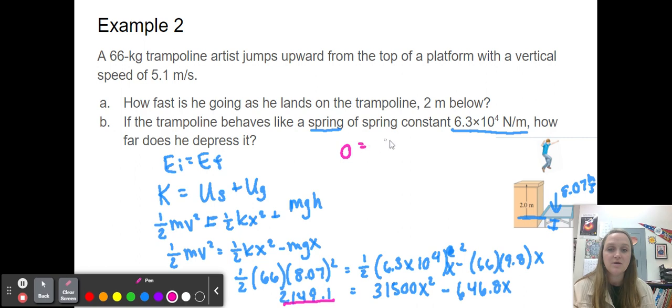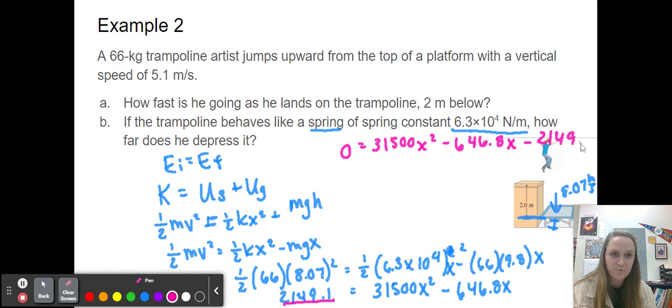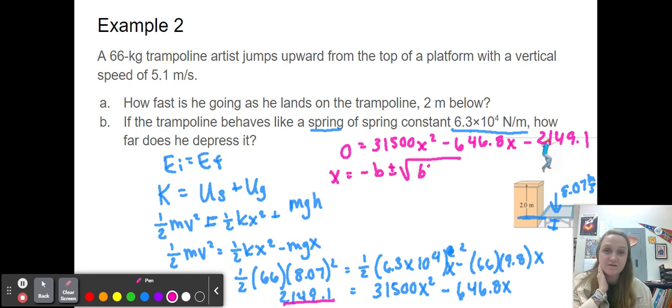So we have 0 equals 31,500 x squared minus 646.8x minus 2,149.1. Now, does it look like a quadratic formula? We've got an x squared, an x, and a constant. I'll pause the video in a second, but you should know how to do the quadratic formula: x equals negative b plus or minus the square root of b squared minus 4ac, all over 2a.